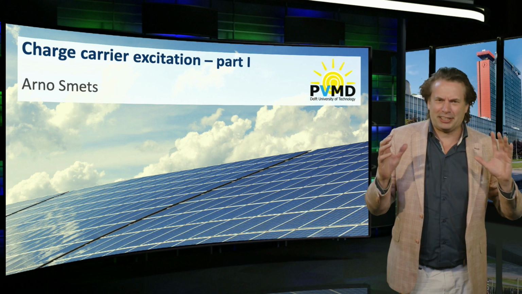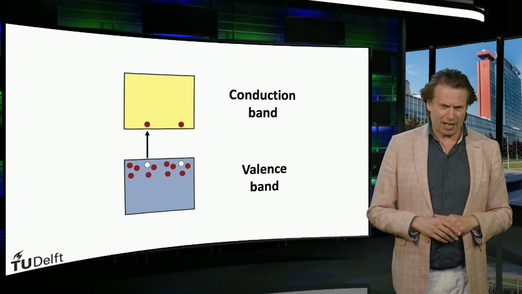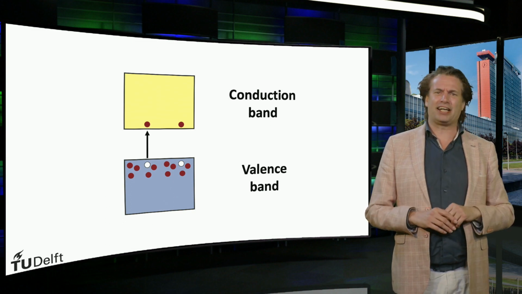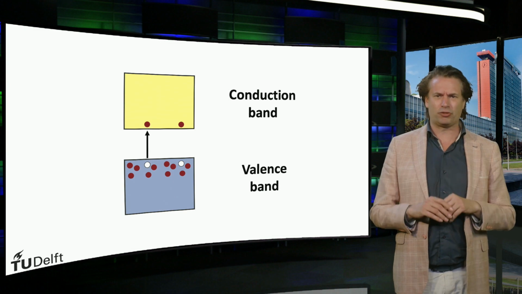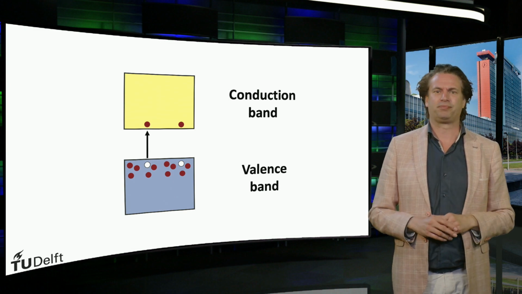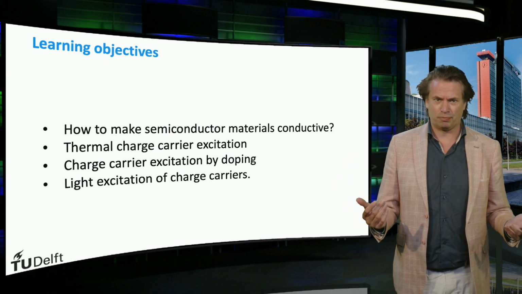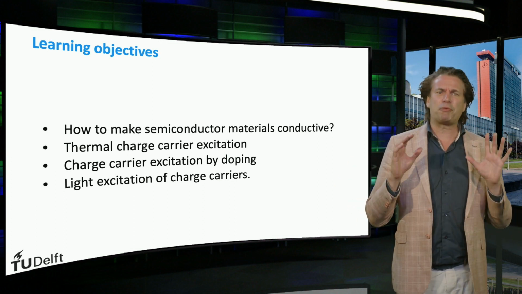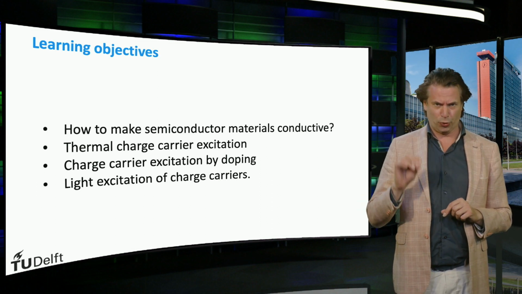To make semiconductor materials conductive. As discussed so far this week, we need to excite electrons from the valence band to the conduction band to make semiconductors more conductive. This can be achieved using several different routes. The learning objectives of the upcoming 3 videos is to understand these 3 routes.